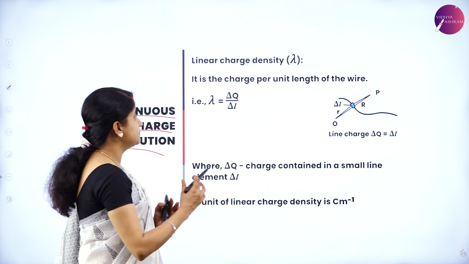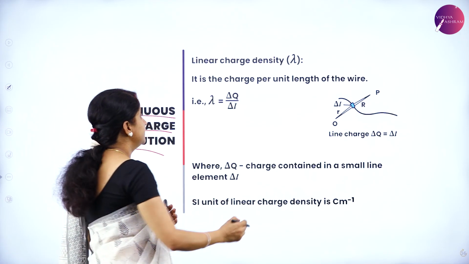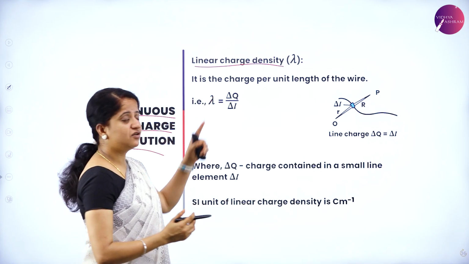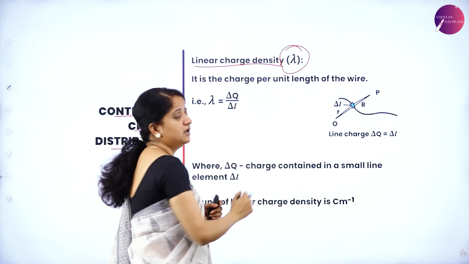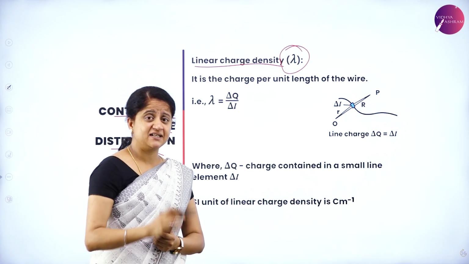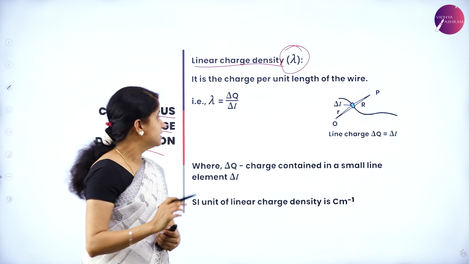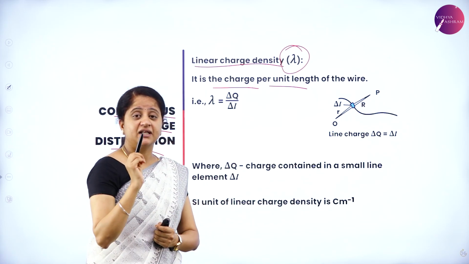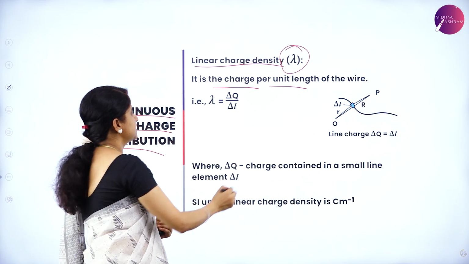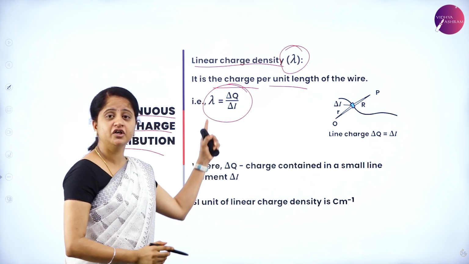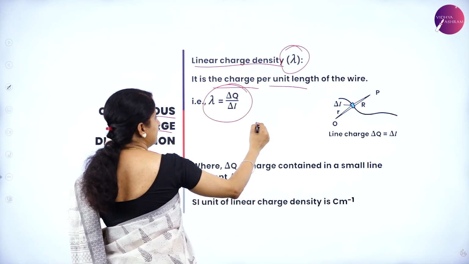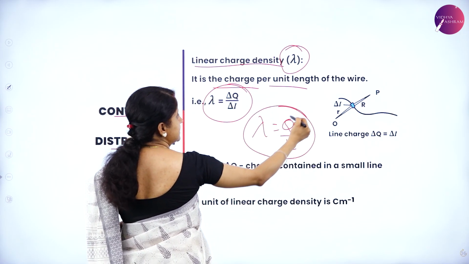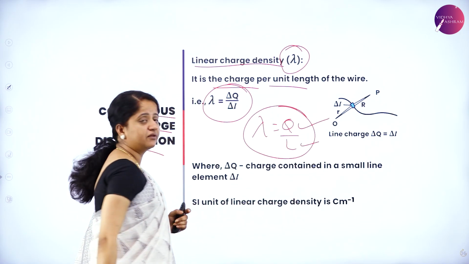So there are three types of continuous charge distribution. That is linear charge density, and it is denoted by the term called lambda. What do you mean by linear charge density? Linear means length. So it is the charge per unit length of the wire. So there is an expression to remember the definition, that is lambda is equal to delta Q divided by delta L, or we can also write it as lambda is equal to Q divided by L, that is the charge per unit length of the wire.